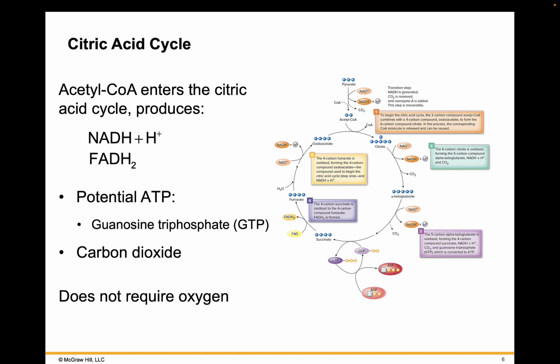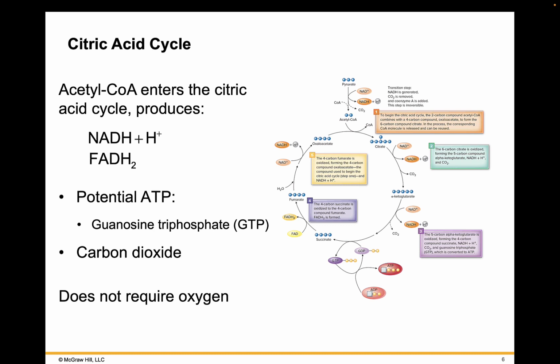The 4-carbon succinate is oxidized to the 4-carbon compound fumarate, and this is where we get FADH2. Then the 4-carbon fumarate is oxidized, forming the 4-carbon compound oxaloacetate, the compound used to begin the citric acid cycle at step 1, and another NADH. So we are not generating a lot of ATP here. We're looking at basically 2 ATP produced, but remember, the citric acid cycle will spin twice per glucose.